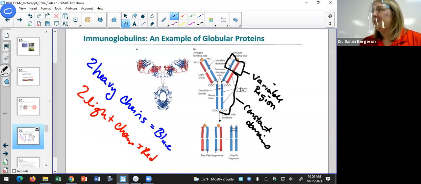Okay. So for given antibodies, the constant domain remains pretty constant in sequence. The variable domain is very variable, changes a lot. Why does the variable domain have to change a lot? Yeah, because it has to have unique sequences so that it will bind to unique antigens. Otherwise, it's only going to bind to one thing and it's not going to do you any good. So you have to have a variable region.